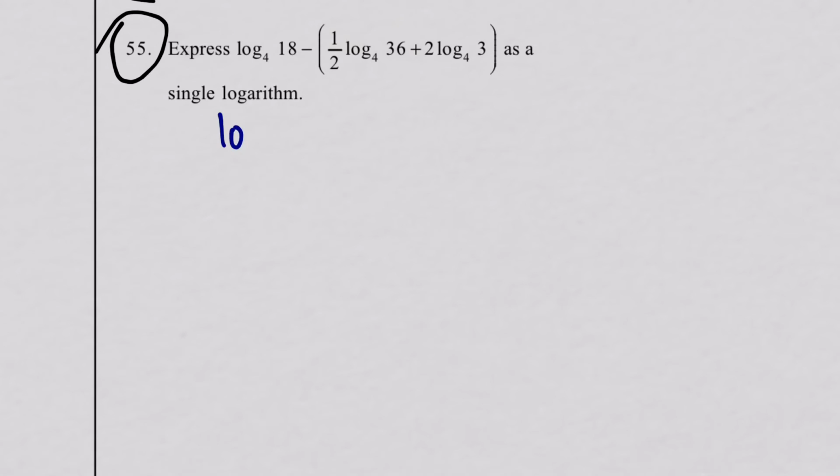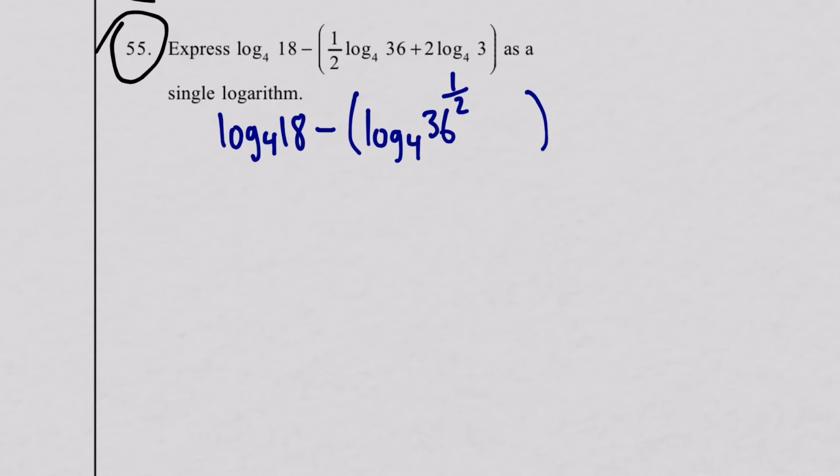Log base 4 of 18. I'm leaving that one alone for now. I'm just worried about this one right here. It's going to be log base 4 of 36 to the 1/2 power, plus log base 4 of 3 squared. See that? This 1/2 came from here. It moved up. The 2 also came from here. It moved up. I'm going to simplify both of these.